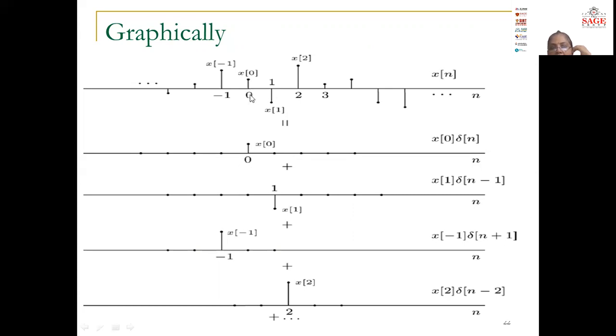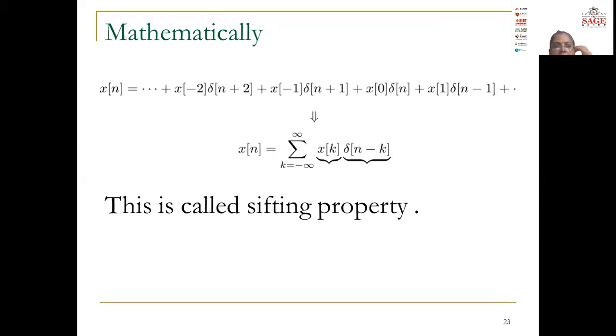Now for the input located at 1, we have shifted the impulse also to 1, and then multiplied. Again, for x[-1], we have shifted the impulse to the left-hand side. So by shifting the impulse and multiplying with its input, we get the convolution sum. Mathematically, we have shown this by multiplying the input with the shifted impulses. This is also called the shifting property of convolution.